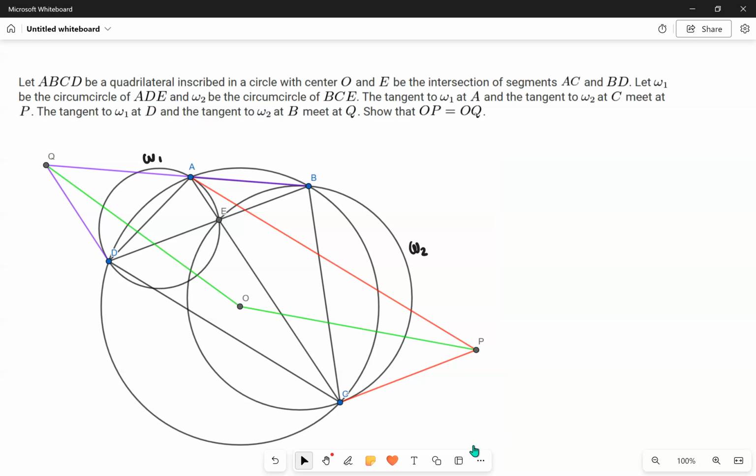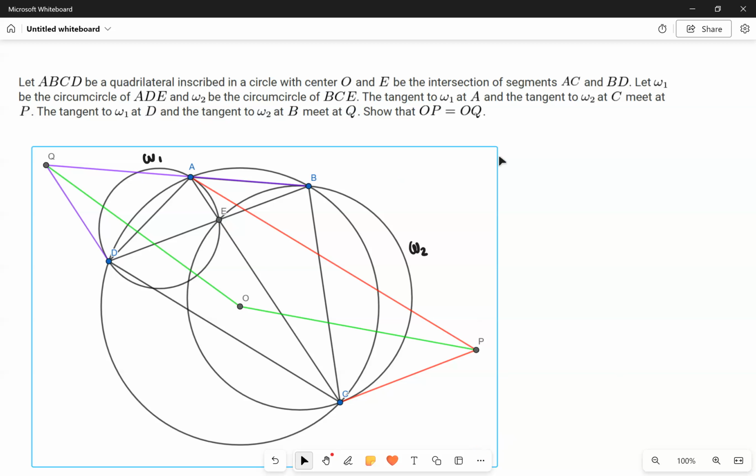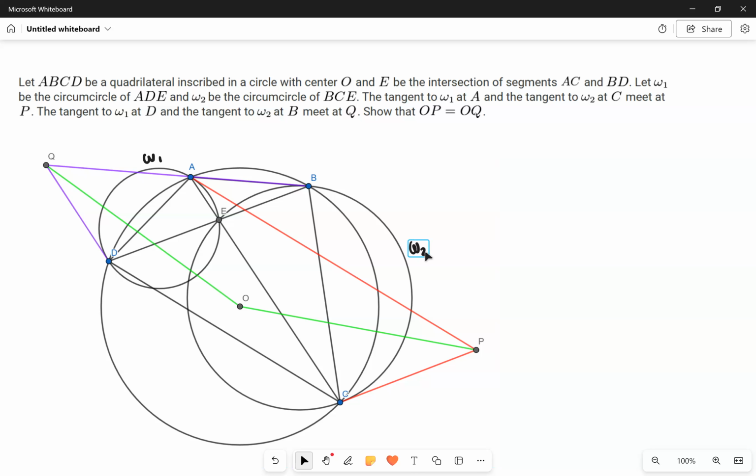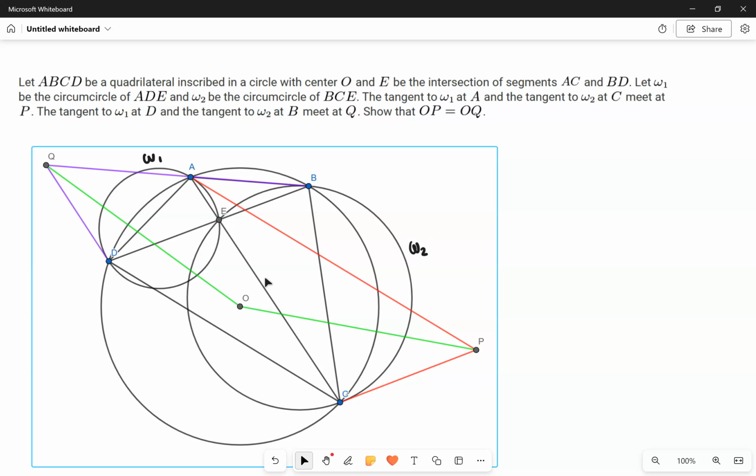Let ABCD be a quadrilateral inscribed in a circle with center O, and let E be the intersection of segments AC and BD. Let omega 1 be the circumcircle of ADE, and omega 2 be the circumcircle of BCE. The tangent to omega 1 at A intersects the tangent to omega 2 at C at this point P. And similarly, the tangent to omega 1 at D intersects the tangent to omega 2 at B at point Q.